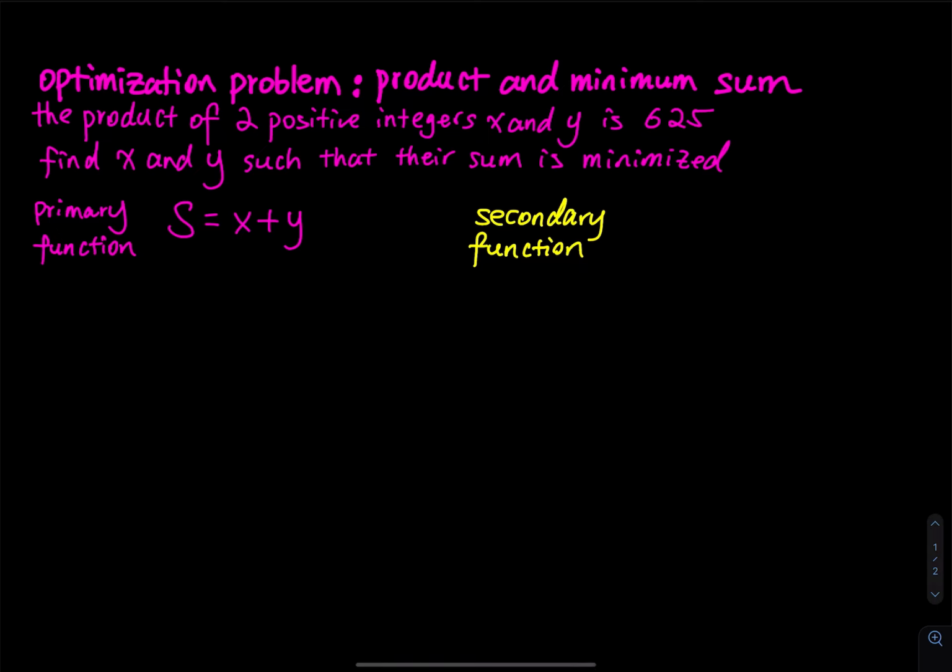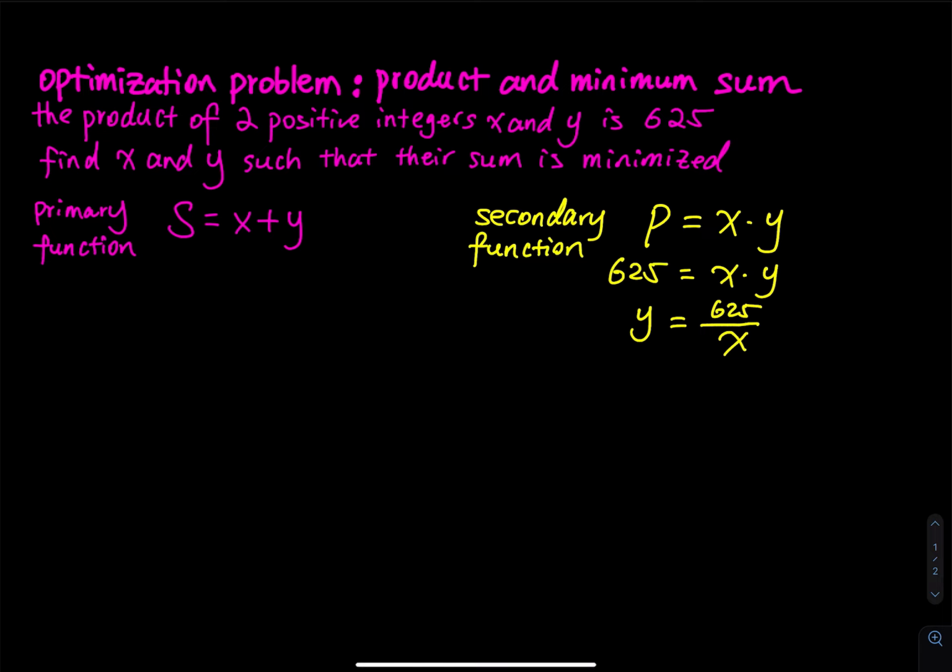This is about the product, right? So I'm going to say the product is equal to x times y, and then we plug in what we already know. So we have 625 equals x times y, and then I am going to express this as y in terms of x. So y is equal to 625 divided by x.